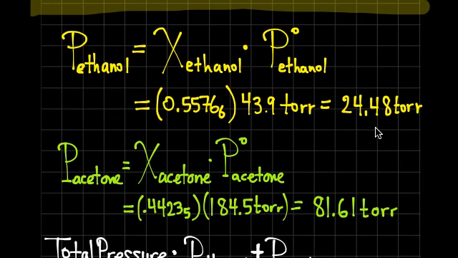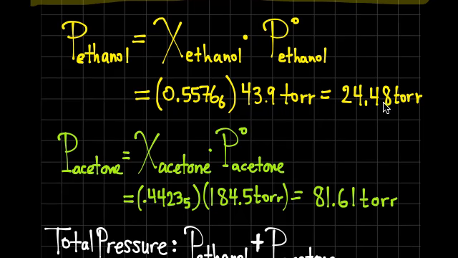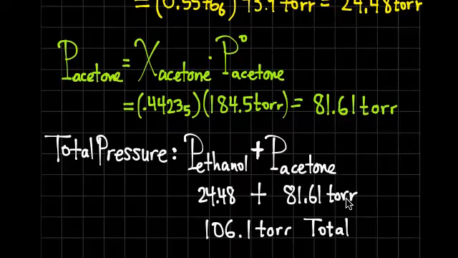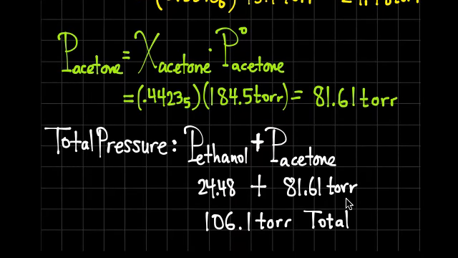My acetone, similarly, here's the mole fraction of acetone, and the vapor pressure, this was given to me as well. I had to figure this one out and figure this one out. But I see now my pressures have come down from 44-ish and from 184-ish, and my total pressure would be about 106 torr.